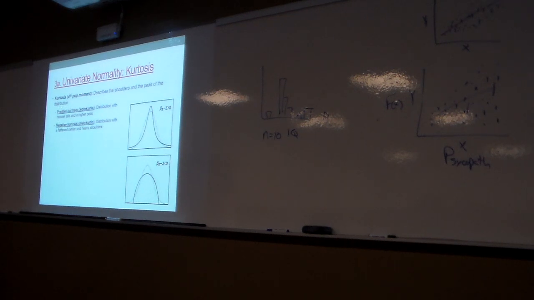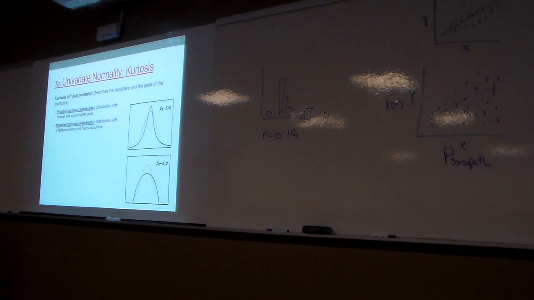All right, kurtosis, our fourth population moment. This is describing the shoulders and the peak of our distribution. Positive kurtosis is a sort of peaked top, and heavier, thicker tails. What's our classic example of a leptokurtic distribution? Remember? A distribution we use all the time. Is it T? It's T, particularly at low degrees of freedom.